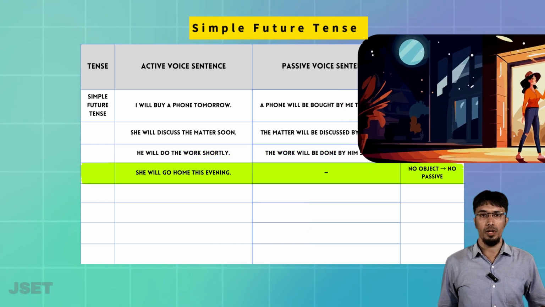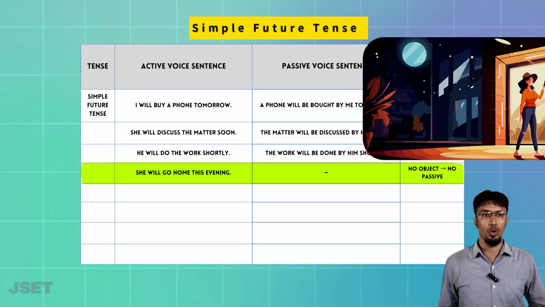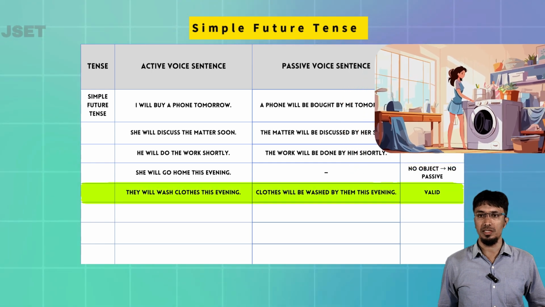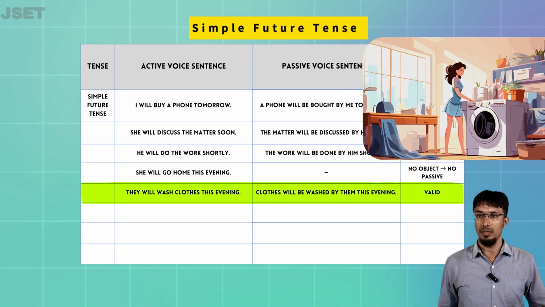She will go home this evening. There is no sentence in the passive voice as you don't have a direct object. So this remains in the active voice. They will wash clothes this evening. Active voice. If you change it into the passive voice, it would be clothes will be washed by them this evening.